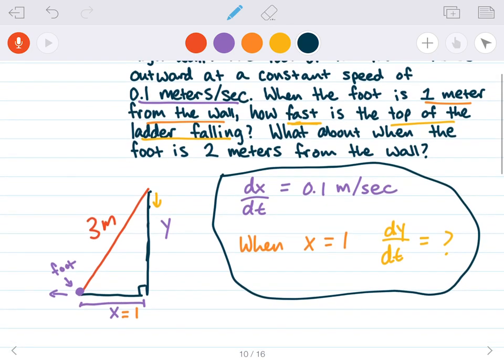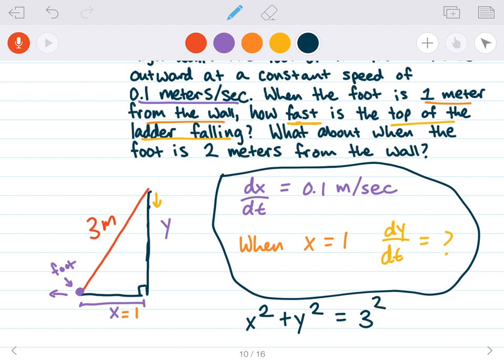Now let's go ahead and relate x and y through a formula. Well, what formula do we know about lengths of triangles and right triangles in particular? It's the Pythagorean theorem, right? Now, we have x squared plus y squared equals the hypotenuse squared.